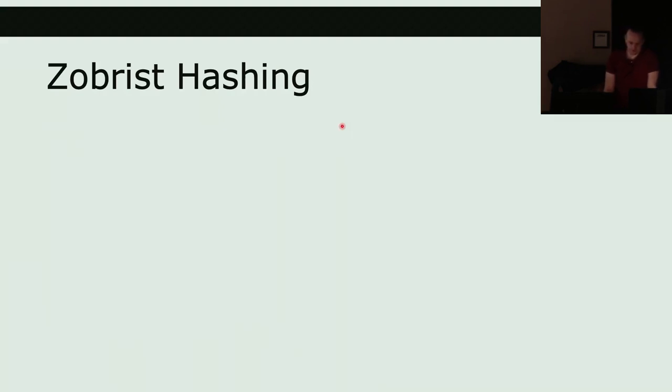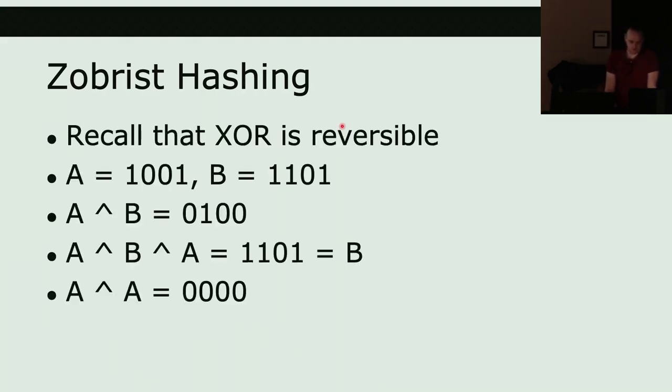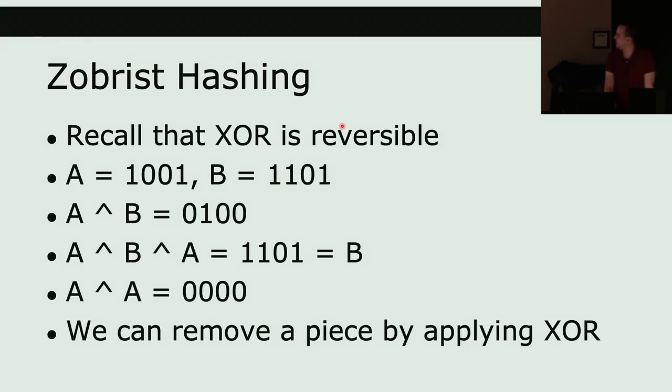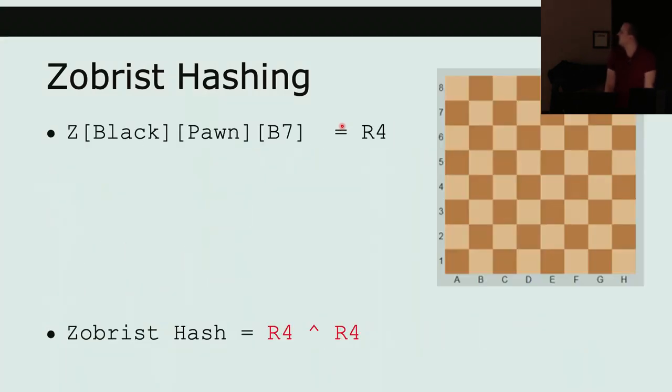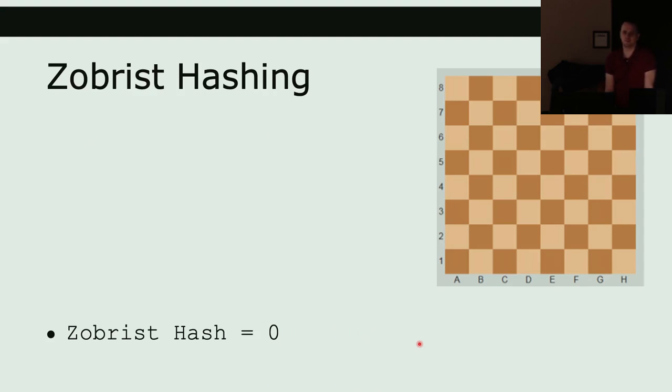Oh, I have another slide here. So just remember that XOR is reversible. So we can remove a piece the same way that we apply a piece. It's just toggling on or off, which is what XOR does. So if I want to remove it, I've got that same value associated with a black pawn being on b7, and I XOR it with that. And look, the piece was there. Now I'm XORing it with the piece being there, and now the piece is not there. So we get back to that empty bitboard, right?